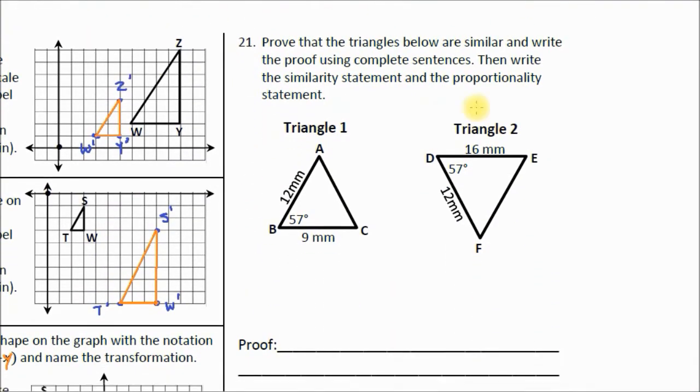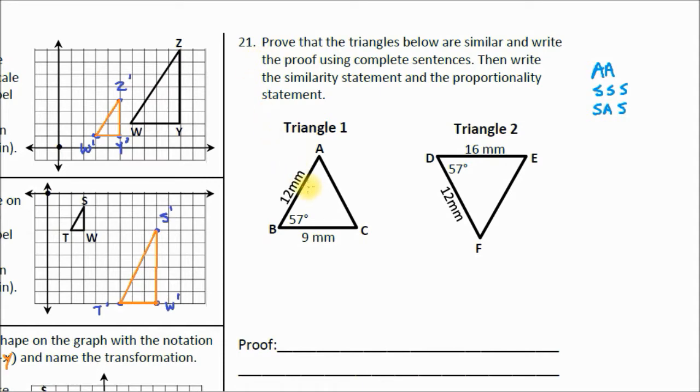All right, 21. Prove that the triangles below are similar and write the proof using complete sentences. Then write the similarity statement and the proportionality statement. I want to remind you of something, class. Remember, we have 3 shortcuts to prove that 2 triangles are similar. They are angle, angle, side, side, side, and side, angle, side. Make sure you review those shortcuts and know how to prove using those 3 methods.